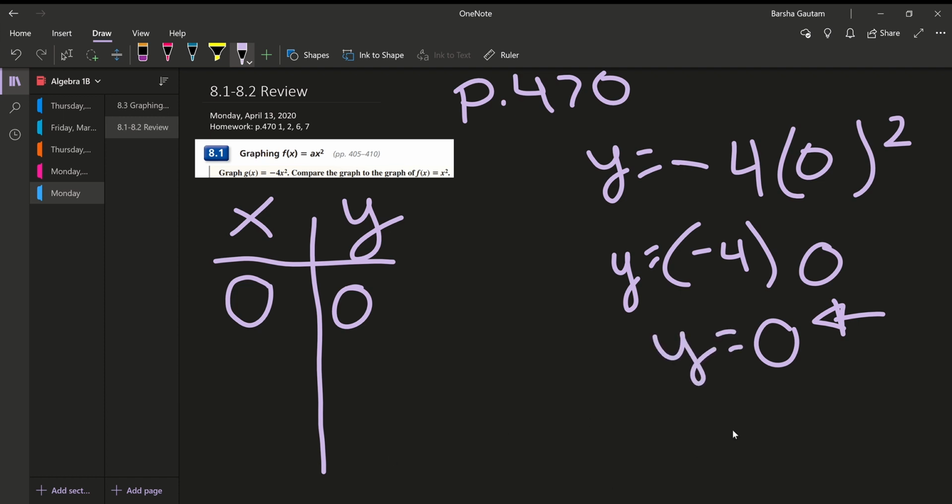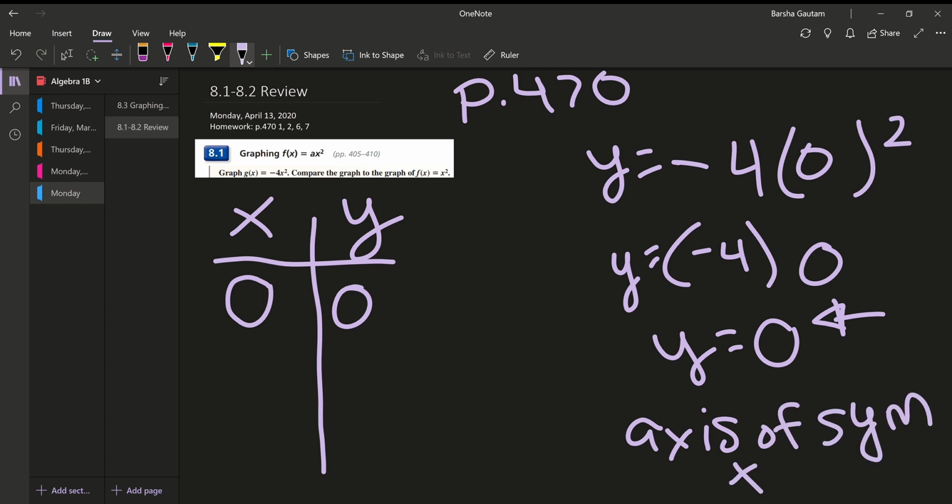Okay, so we have that done. And this will also be our vertex, 0, 0. So our axis of symmetry is going to be, let me write this over here, x is equal to 0. So if we plug in another number for x, it'll just reflect onto the other side.